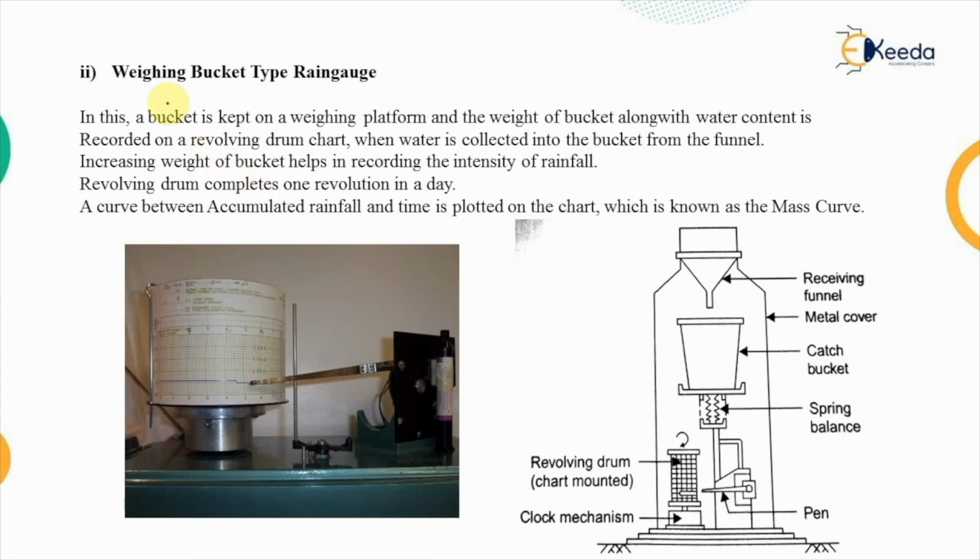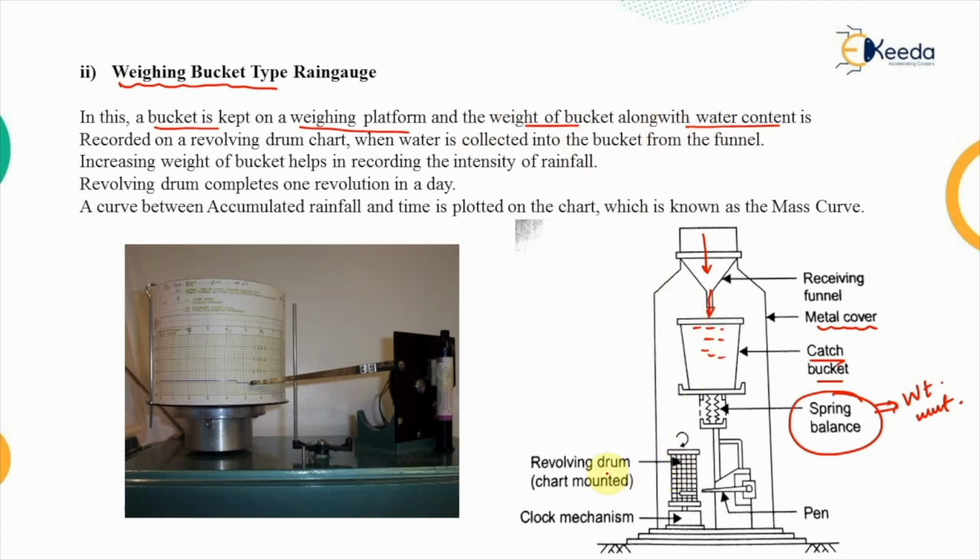The second type of recording rain gauge is known as the weighing bucket type rain gauge. In this weighing bucket type rain gauge, a bucket is kept on a weighing platform. As you can see, this is a catch bucket in which the water will be collected from the funnel. This bucket is covered by this metal cover, which is placed on a spring balance, which is used for the weight measurement.